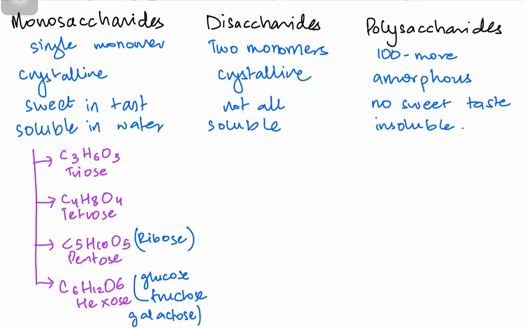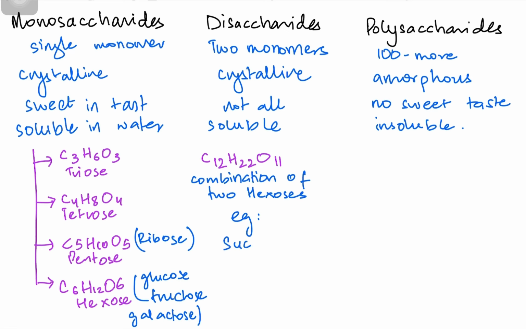Do we have disaccharides? There are few common disaccharides also. Disaccharides are made when two monosaccharides combine, so they have the formula C12H22O11. It is made by the combination of two monosaccharides. This particularly is made by the combination of two hexoses because it is C12, so 2 times C6. A very good example is sucrose, which is present in the table sugar that we use. It's a combination of glucose and fructose.